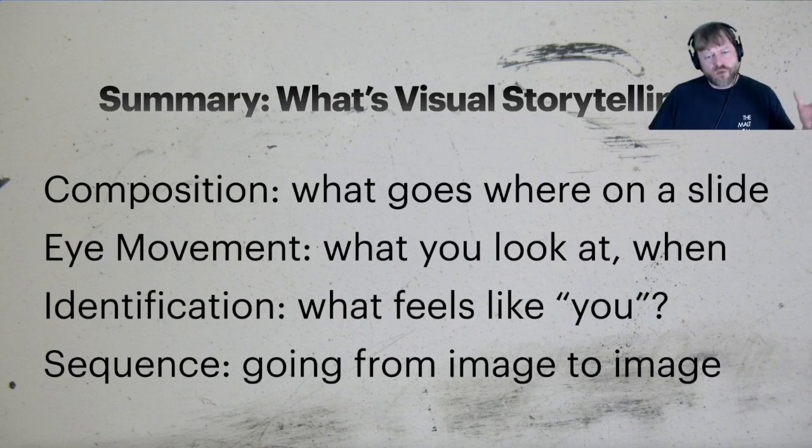So all right, hit the summary quick. What's visual storytelling? Composition, what goes where on the slide. Eye movement, what you look at and when you look at it. Identification, which is the bit that feels like you, feels like a main character. Sequence, going from image to image, or whatever you're transferring between, going from one to the next.